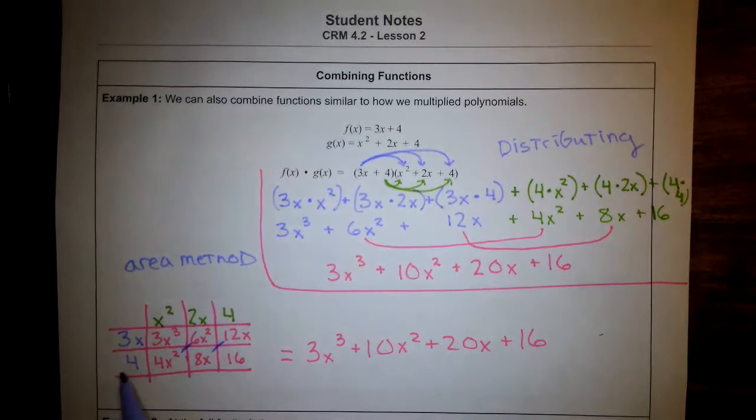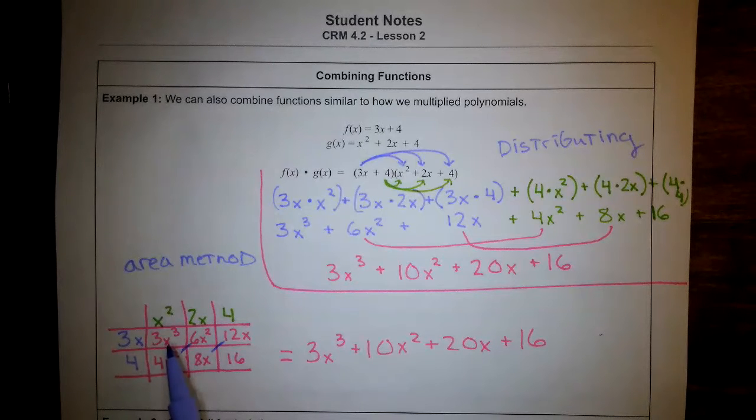Then we move down to this level. 4 times x squared gives me 4x squared. 4 times 2x gives me 8x, and 4 times 4 gives me 16. From here, I have 6 different terms, and I'm going to look for like terms. So we can combine them if they have similar bases and exponents.